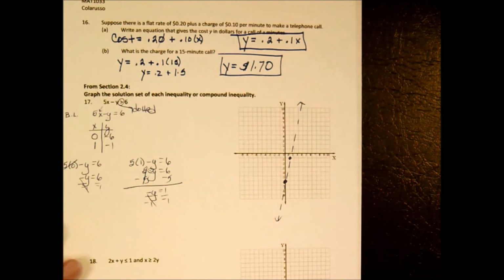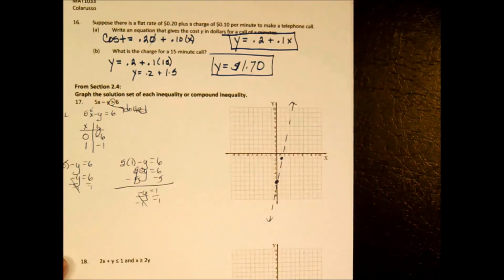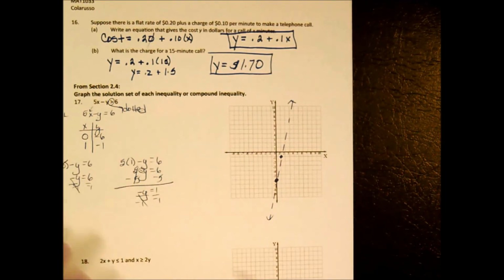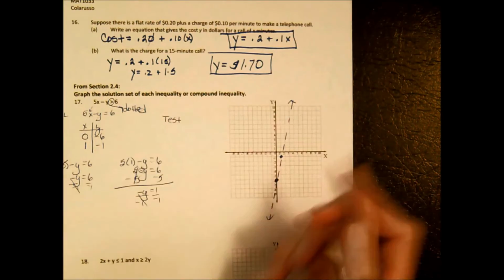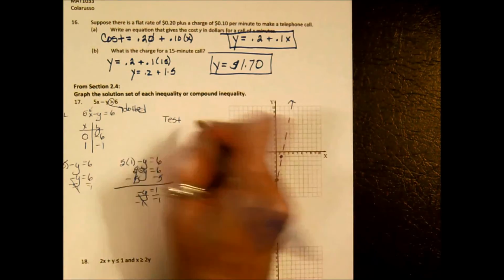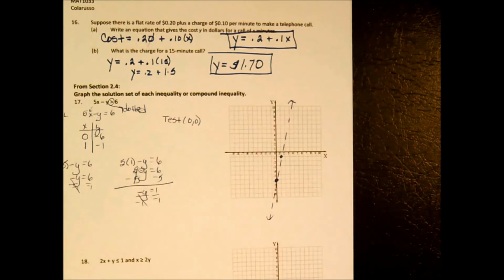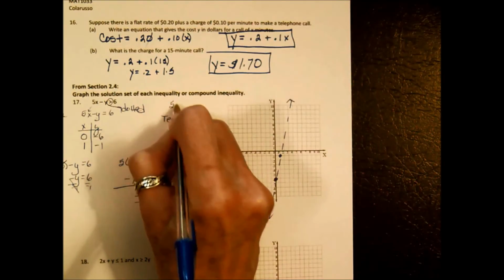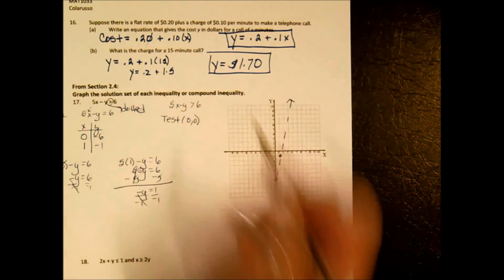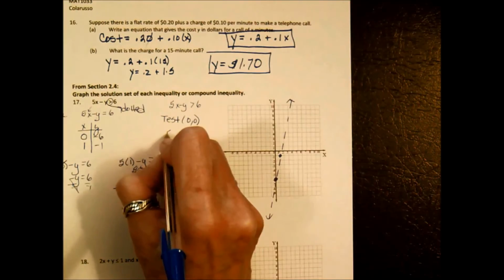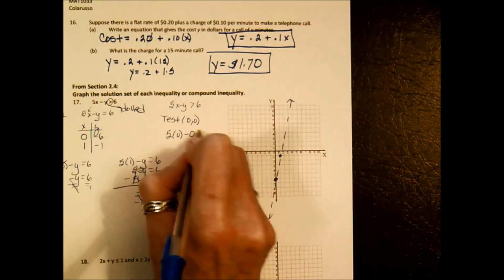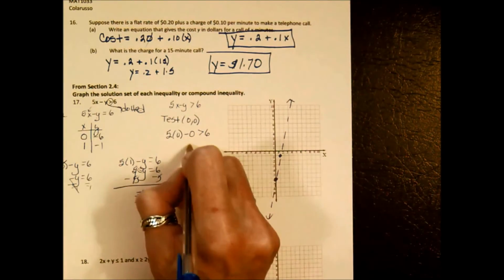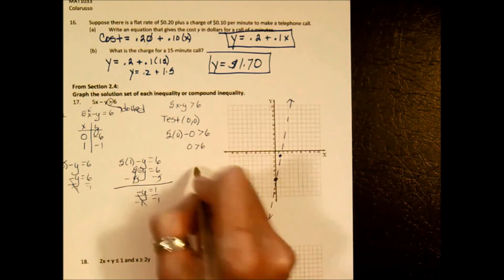So the next step after we use the graph and find our line is to test a test point. And as long as your line doesn't go through the origin, we're always going to test the point 0, 0. It's just easier. And you test it back in the original inequality that you were given. So 5, take out the x, put in 0, minus, take out the y, put in 0. Is that greater than 6? Is 0 greater than 6? No, that is totally false.